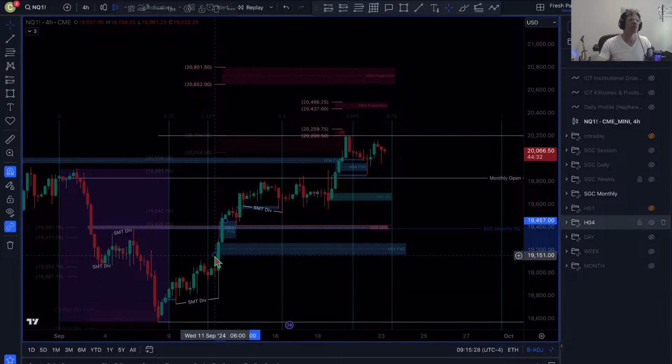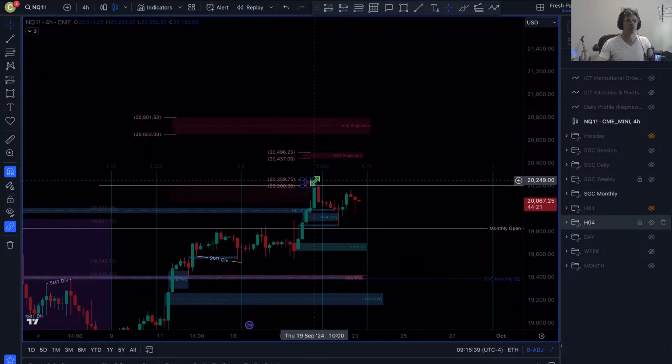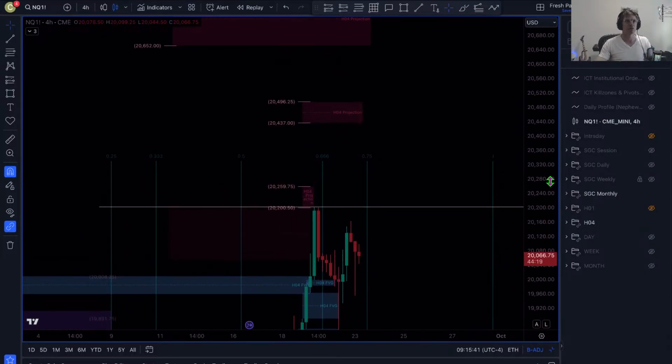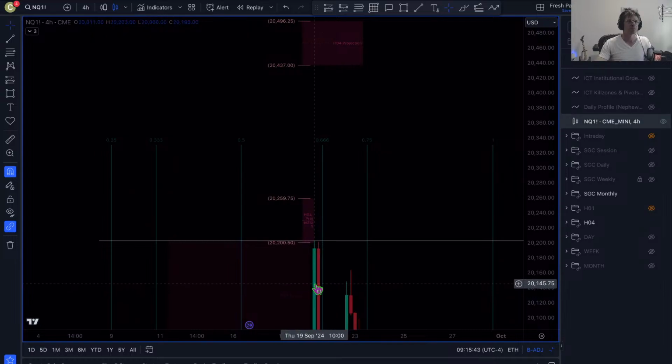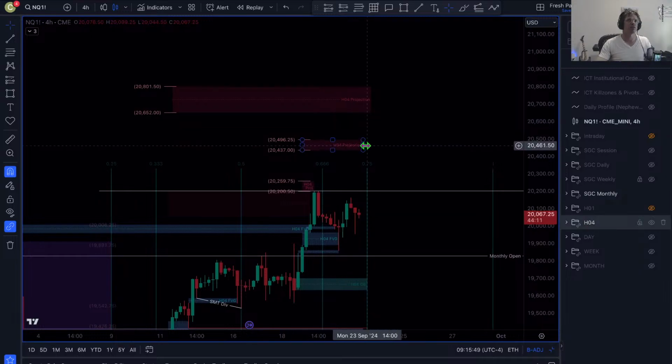A jump start. Notice that I do have it drawn. Okay, it's this one. So this jump start here, the second projection was met, and then you got this retrace back into here. We have this jump start now. Actually, was that hit? 203, 205. Yeah, so that was hit. So we have sort of the fourth projection up here.